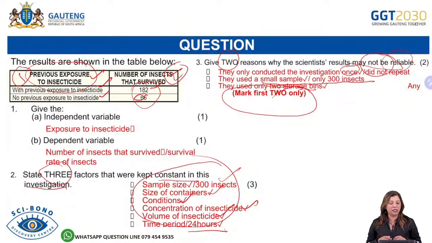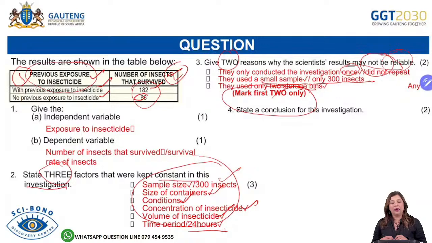Okay? So I'm just telling you about the marking rules, because even if your teacher or an examiner marking your paper sees the correct answer, they can't mark it. They're only going to mark the first 2 answers.